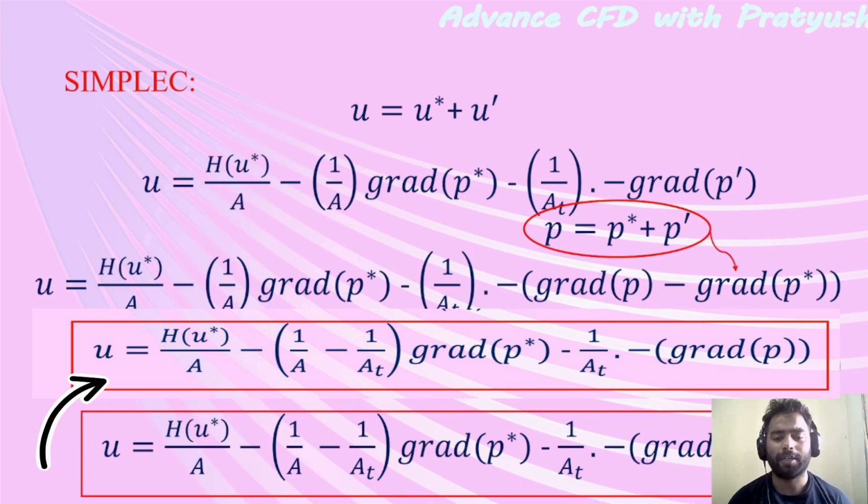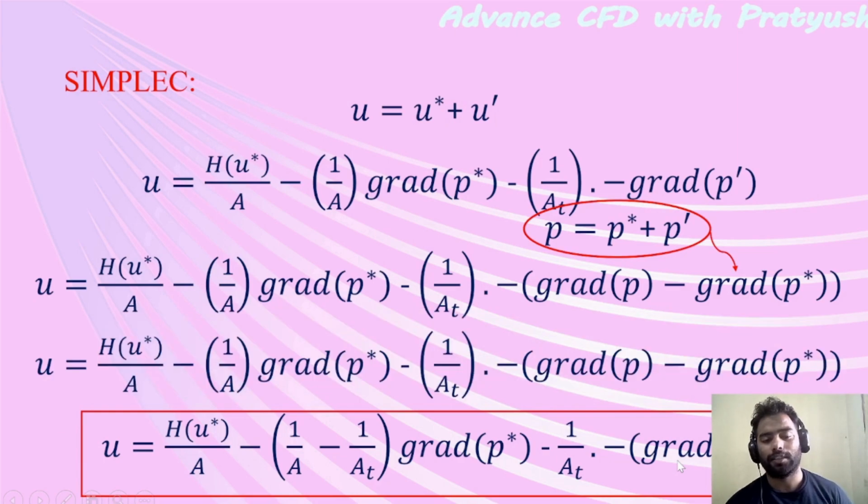Remember that if we compare this last equation with SIMPLE, in this term there is no change. So H U star upon A, there is no change. In 1 upon A minus 1 upon AT grad P star, there is a change, and in minus 1 upon AT minus grad P, there will also be some change. So let's go to the terminal and see how this has been coded in OpenFOAM.